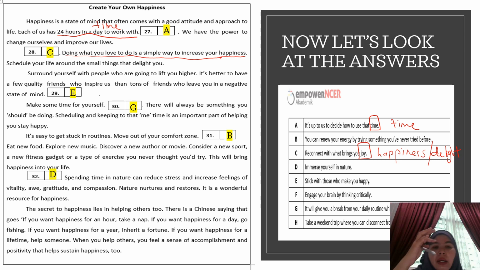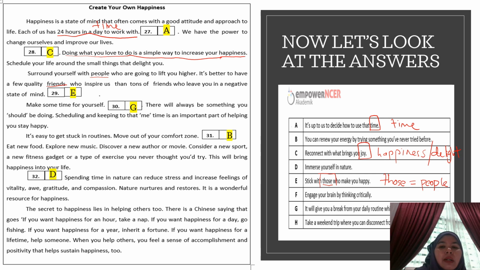Okay, now let's go to the third paragraph. Surround yourself with people who are going to lift you higher. It's better to have a few quality friends who inspire us than tons of friends who leave you in a negative state of mind. Okay, just now I underlined the word people and I underlined the word friends. Okay, the answer is E. Okay, now we are done with A, C, and E.